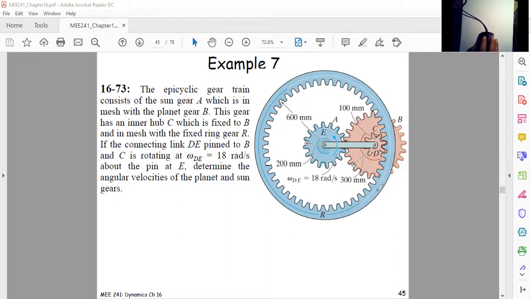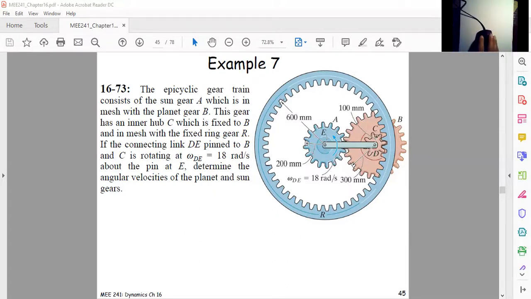Okay, very good. In this problem, they gave us omega dE, the angular velocity of this carrier or arm, and we would like to find the angular velocity of this planet and the angular velocity of the sun. So how do we do that?